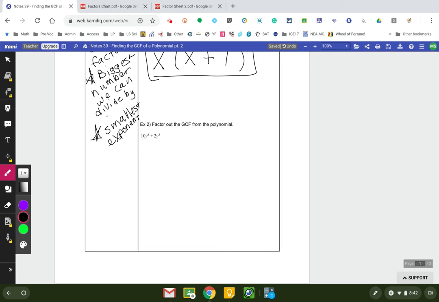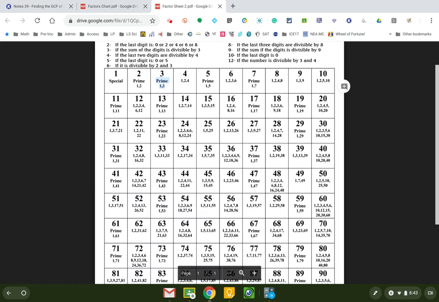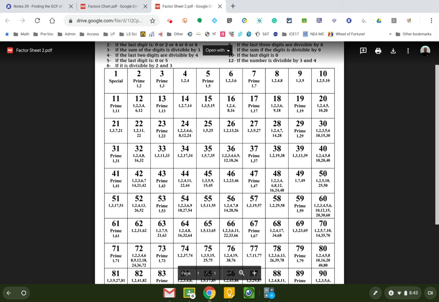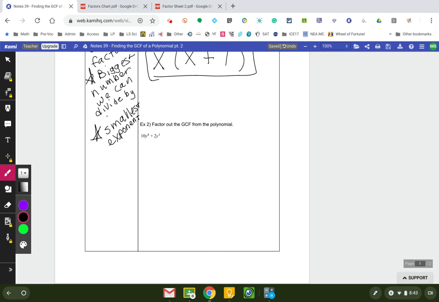We're going to look first for the number that works for both of these. In case you forgot how to do this, I have some handy dandy factor charts attached in Google Classroom. Here's a factor sheet. I'm going to look at a 2 and 10. I'm always going to start with the biggest number on the smallest number's list. Here it's 2, and I want to see if 2 is in this list, and it sure is. So that means 2 is my greatest common factor, and I'm going to factor out a 2.